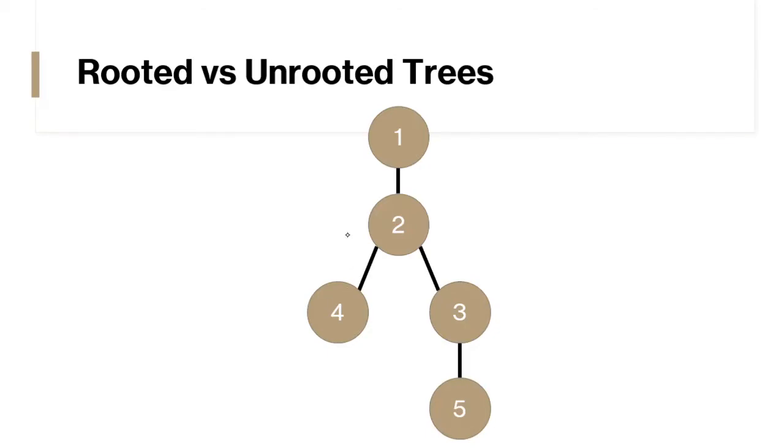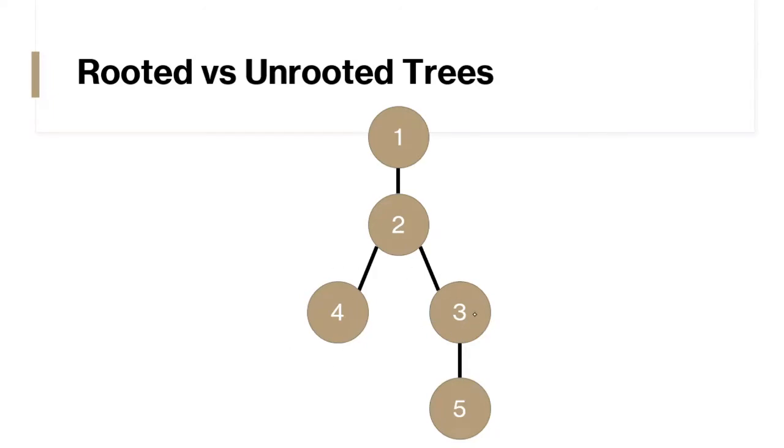In other words, the children have parents, and they also have children of their own. So, for example, 2 is a child. Its parent is 1. Its children are 3 and 4. 4 also happens to be a leaf. So you would say the children of 2 are 4 and 3, and 4 is a leaf.